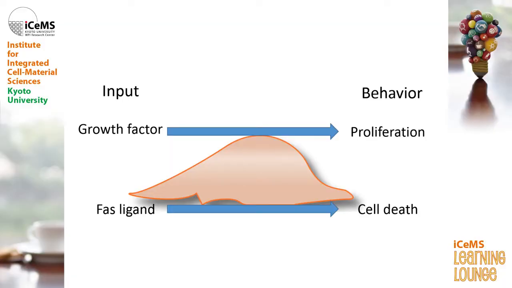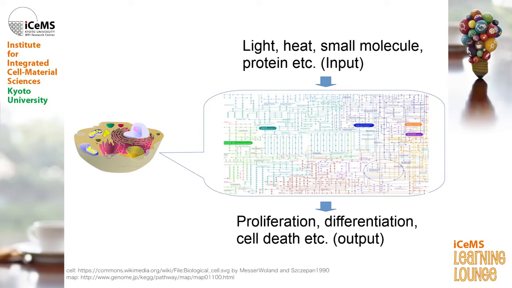For example, cells start to grow in the presence of specific protein signals called growth factors, and specific proteins called Fas ligand promote the suicide of the cells. So cells can detect a lot of input signals and determine their behaviors depending on the signals. And natural cells include a lot of switches called gene switches. These gene switches interact with each other and form a very, very complex network. This complex network is called a gene circuit.